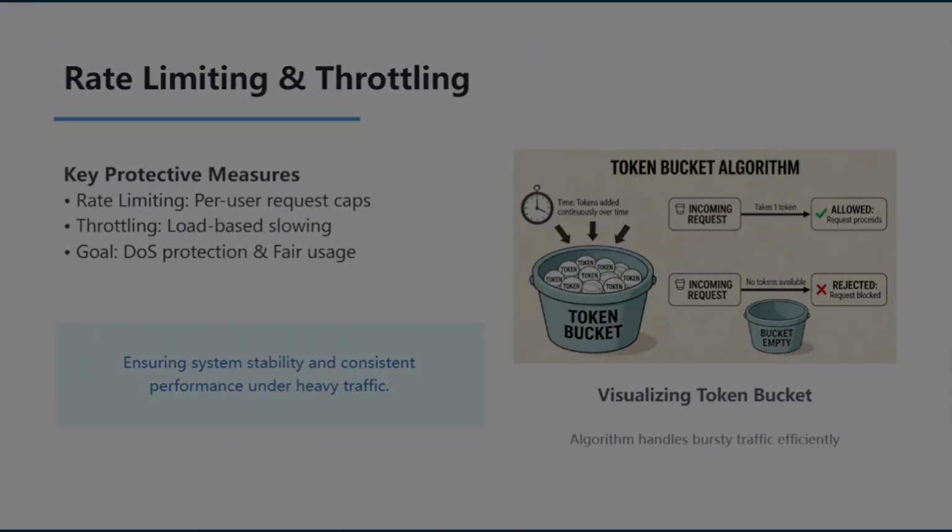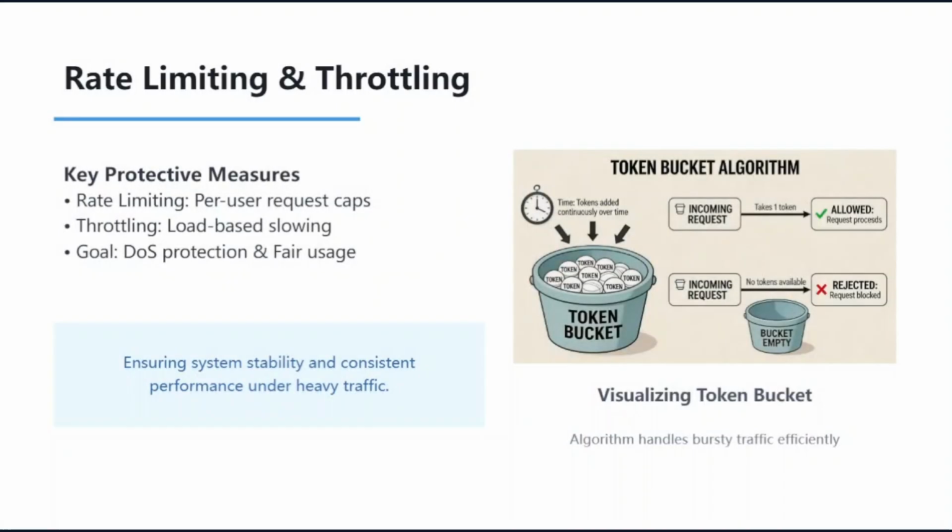To implement this, we often use specific algorithms. Let's look at this visualization of the token bucket. Imagine tokens being added to a bucket at a fixed rate. Each incoming request must grab a token to proceed. If the bucket is empty, the request is rejected or delayed. What's great about this specific approach is that it handles bursty traffic very well. It allows a client to use a burst of saved-up tokens for a quick sequence of actions, but prevents them from sustaining a high-speed flood indefinitely. Next, we'll dive into how to actually implement these strategies.